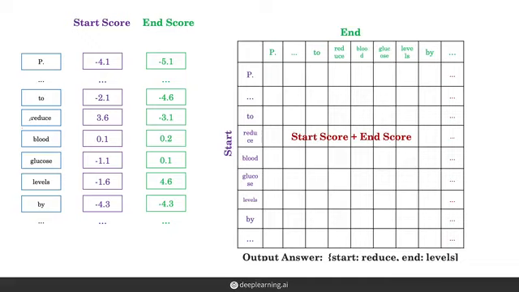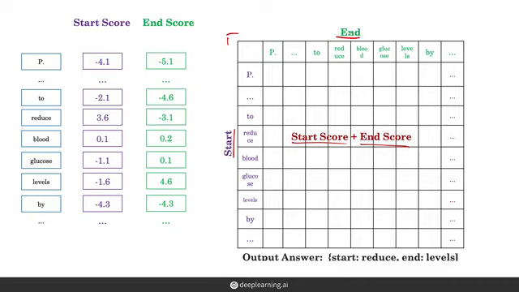Using these start and end scores for each of the words, we can find out what the most likely answer is. We do this by computing a grid of words. In this grid, we enter in the start score plus the end score in each of the cells, the start score coming from the rows, and the end score coming from the column.